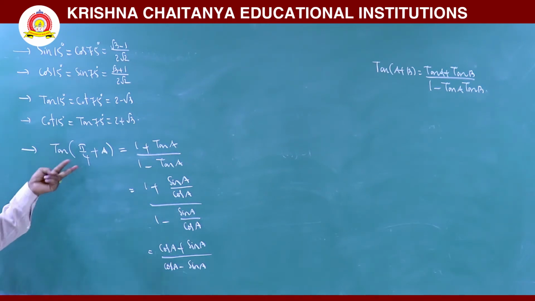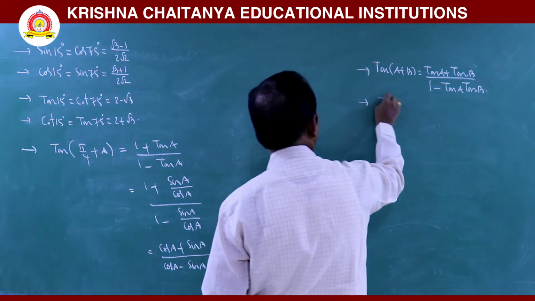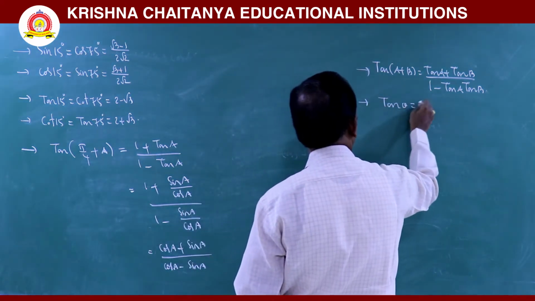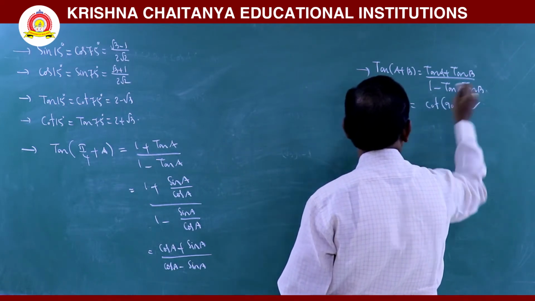And if you change tan into cot, we know that tan theta can be written as cot of 90 minus theta.